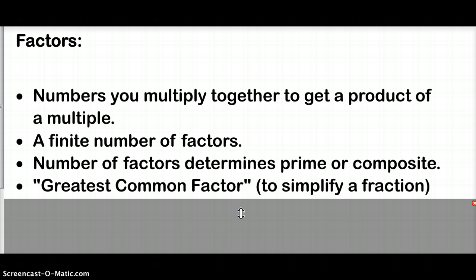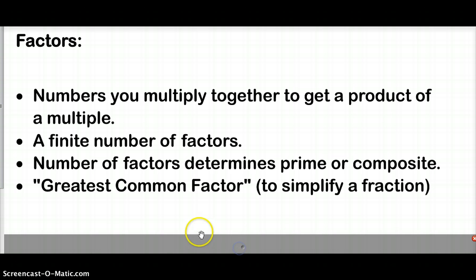Another time you might hear factor is whenever we tell you to find the greatest common factor. And I know I always tell my kids the greatest thing you can do to a fraction is simplify it. The reason I say that is because I want you to remember that you have to find the greatest common factor of the numerator and the denominator in order to simplify that fraction. So moving on.